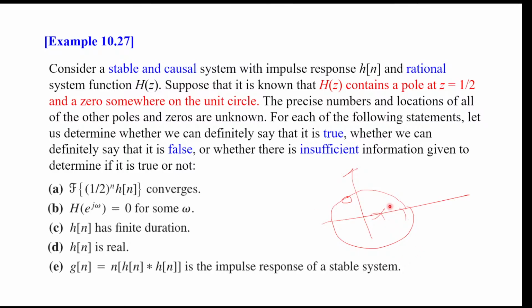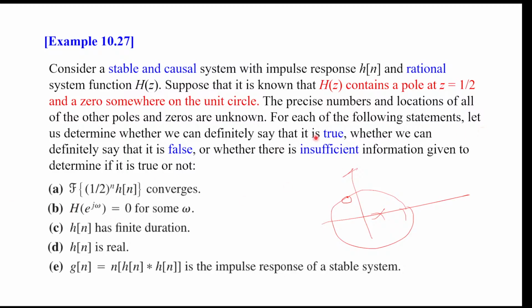So we have a pole at 1/2 and a zero somewhere on the unit circle. We don't really know where. And there might be other poles and zeros. So we just say there is a pole here and a zero somewhere on the unit circle.